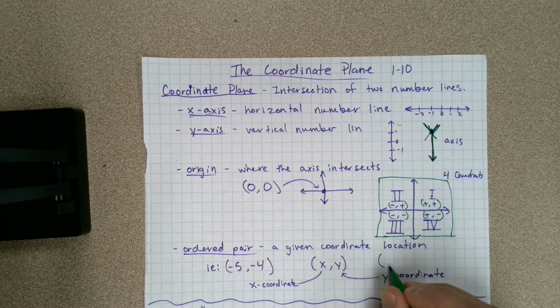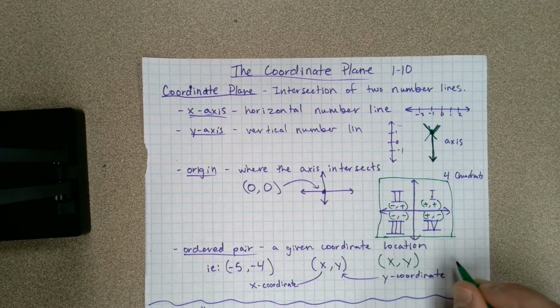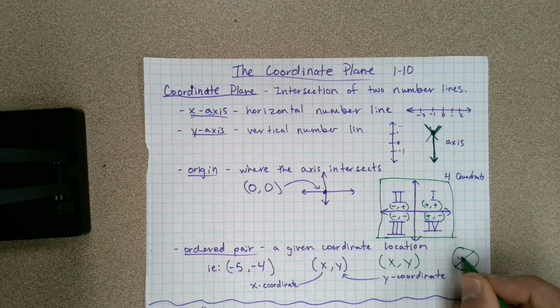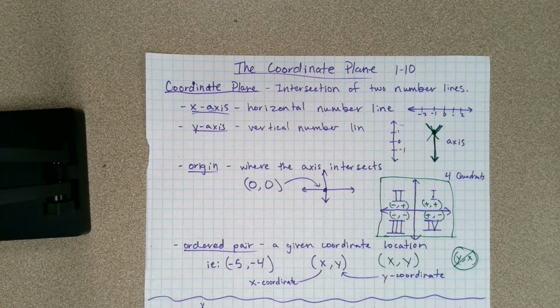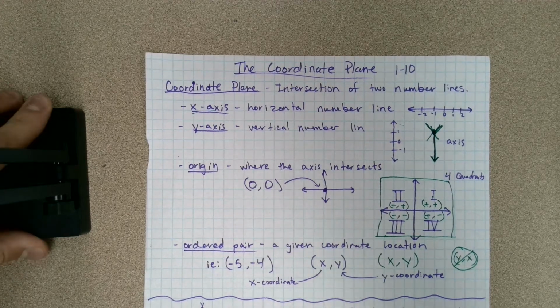We always write our ordered pairs as x, y. You'll never, ever see y, x. That is not how you do an ordered pair. X always comes first, y is second. Remember, our x's are our horizontal axis, our y's are our vertical. So we're going to start by finding where we are on horizontal and then match it up with vertical. We'll get some practice with that here in a second.